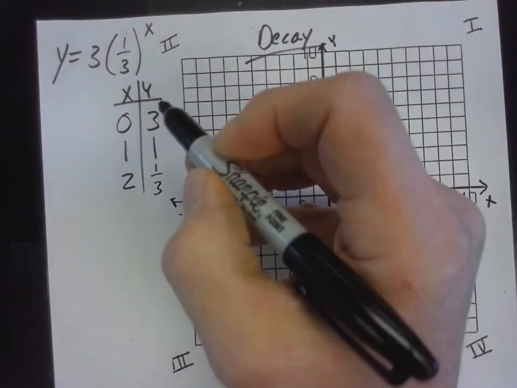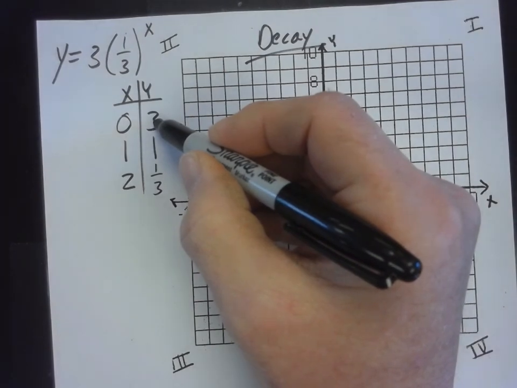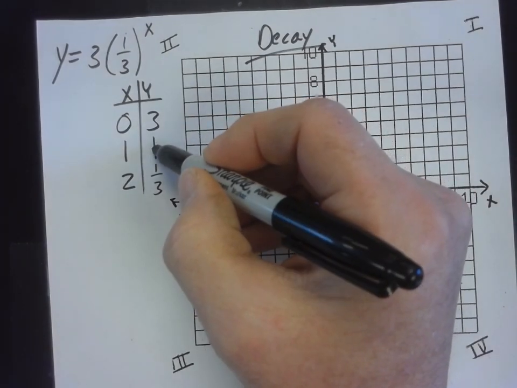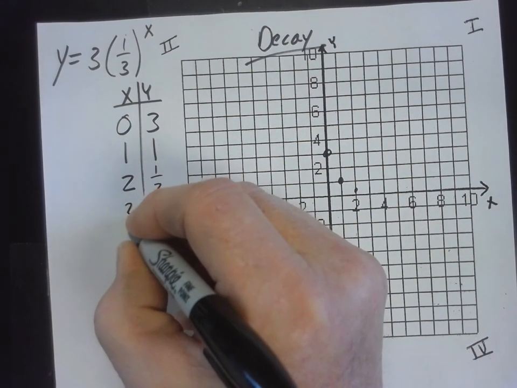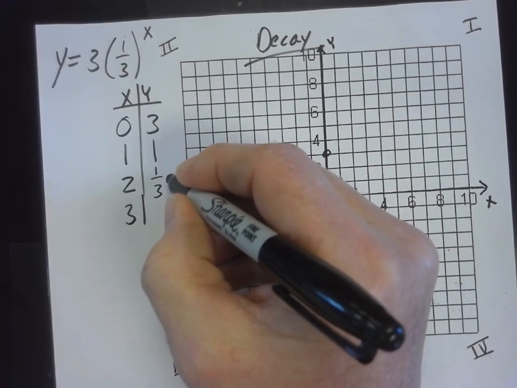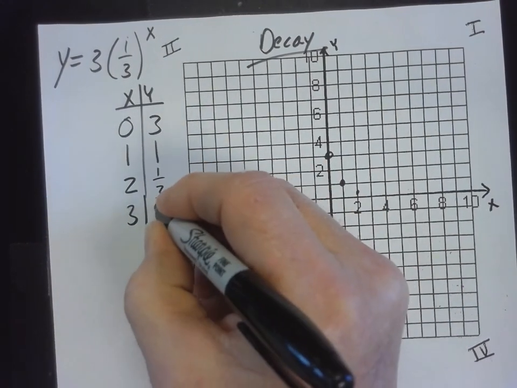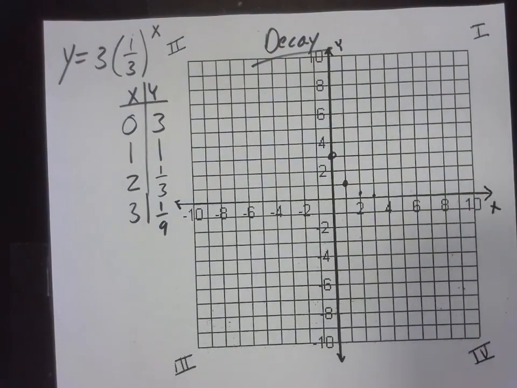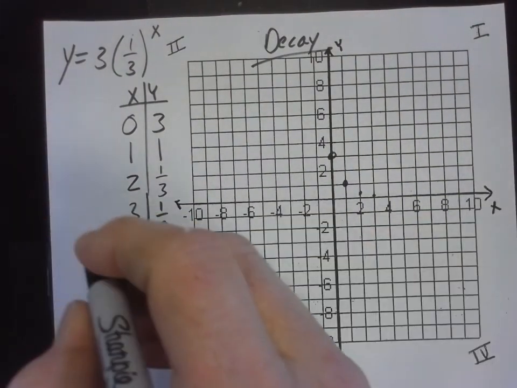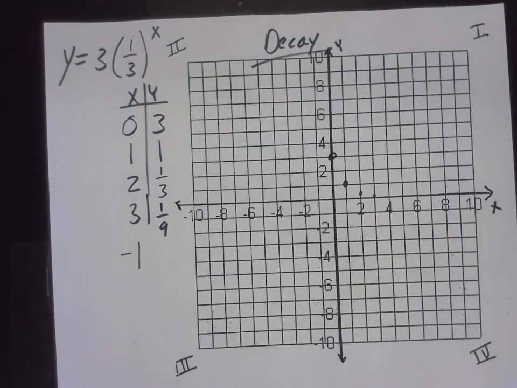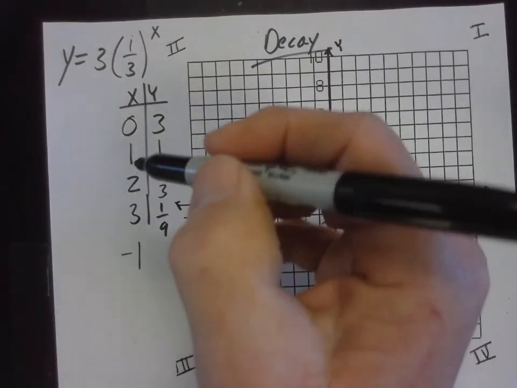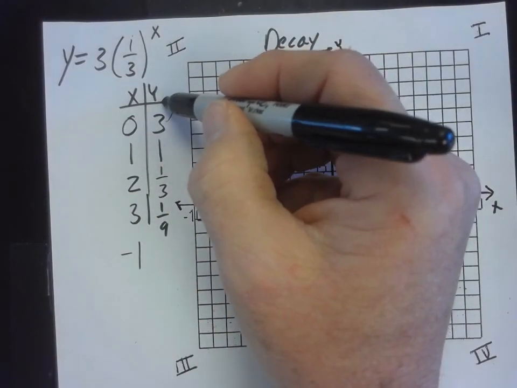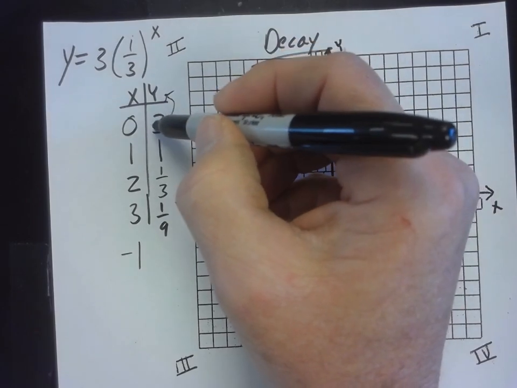Do you see our pattern? Yes. We're timesing by a third each time, aren't we? Okay, so if I put in a 3, 1/3 times a third is 1/9. So when we get out here to 3, then we're getting close to 0, aren't we? Okay, so if we go back the other way, if we put in a -1, so if we go back this other direction, we're not multiplying by a third, we're actually multiplying by 3, aren't we?